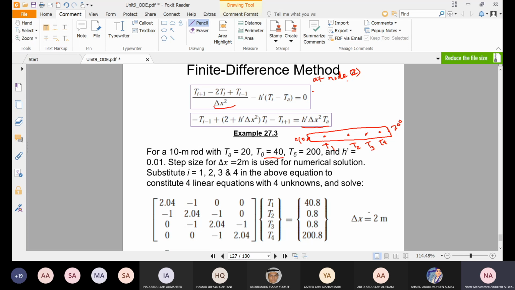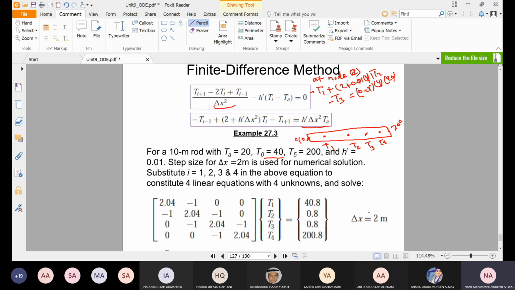So here I will be 2, so we have minus T1 plus what we have inside the brackets here is 0.01 multiplied by 4, all multiplied by T2. Okay, this is minus T3, and this equals 0.01 multiplied by 4 multiplied by 20. Okay, so this is the second equation for node 2.